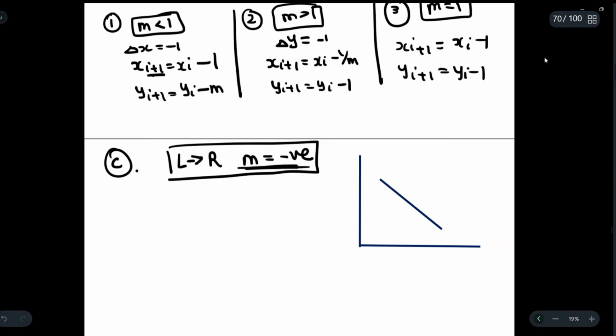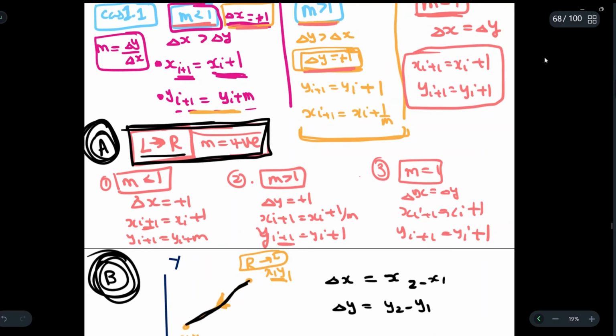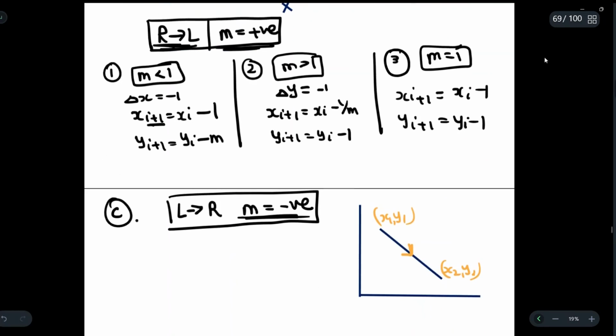So let us mark the points. This will be x1 y1, and this will be x2 y2, and we are moving from left to right. Now this case is similar to part A, but the difference is that there we had taken m to be positive, but now we will be taking m to be negative. So it is a whole new scenario. That is why we have created it as a separate case.